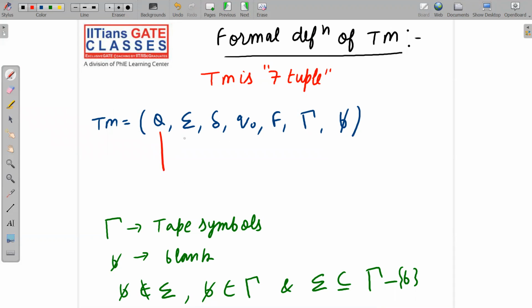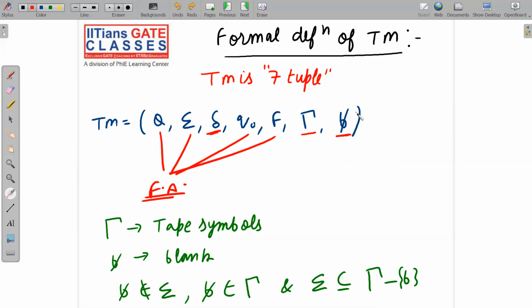Okay, so Q, sigma, Q naught, F, all these are similar to FA, so I'm not writing them again and again. It's just a wastage of time. If you are not able to follow, please watch my finite automata lecture. I think the lecture was second or third. In that lecture I have told you about all these tuples. Okay, next is delta. We will jump to this delta shortly. Tau and blank. So tau is the tape symbol. Okay, in PDA it was the push down symbol, but here we call them tape symbols. See here carefully. Tau is tape symbols. Okay, and blank. This is B with slashes, your blank.